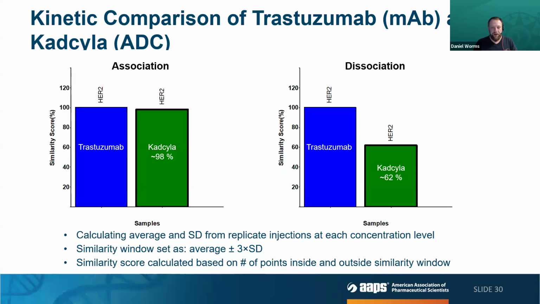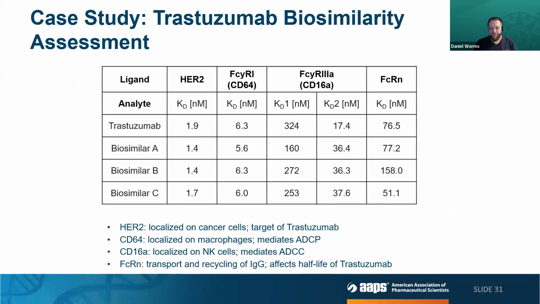So here we compared both phases with each other, so the association phase and the dissociation phase of the two modalities. And so for Cadcyla, the similarity score is 98% compared to trastuzumab in the association phase, while in the dissociation phase, the similarity score is only 62%. Next slide, please.